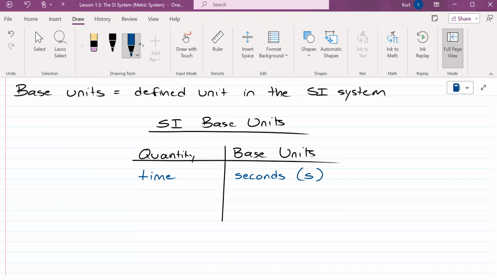Next one, length and distance. Meters. What is the symbol for meters? M. And just so you guys know, we had a student who thought a meter was a yard. They're close. Hey, Siri, how many feet are in 1 meter? 1 meter is 3.28 feet. Is that a yard? No, that's a yard plus 0.28, whatever that would be. So a meter is a little bit longer than a yard.